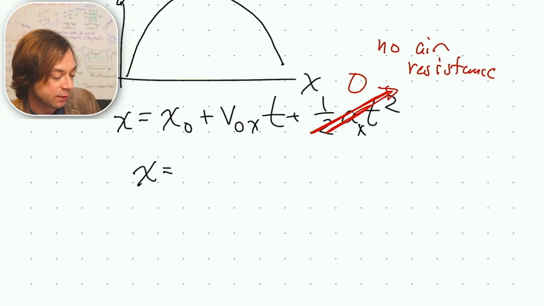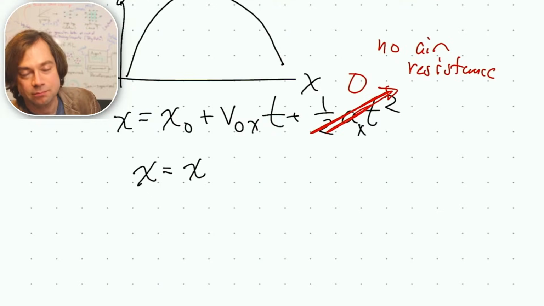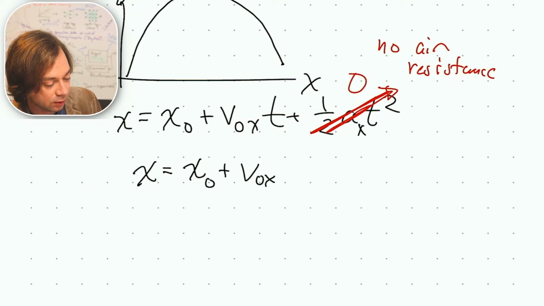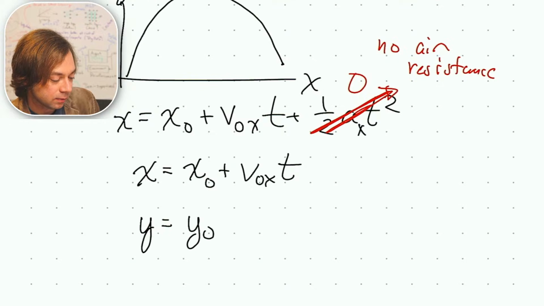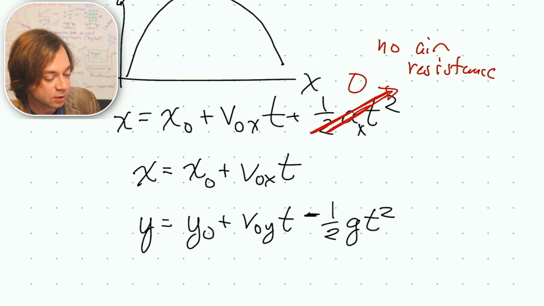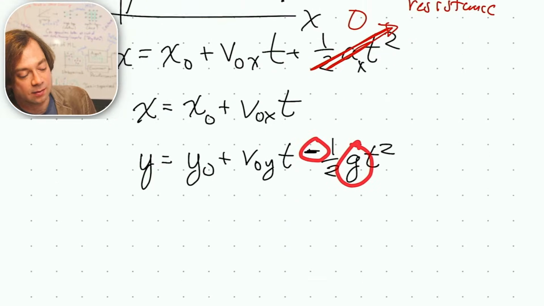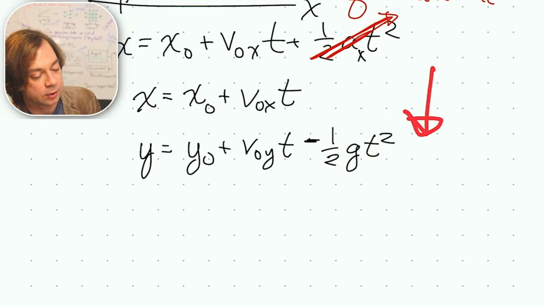We have our x vector, our x array. People in my class will know to call it a vector. Plus v0x times t. And your y is equal to y0 plus v0y times t minus 1/2 g t squared. The minus because it was minus g inside, because we're accelerating downward due to gravity.